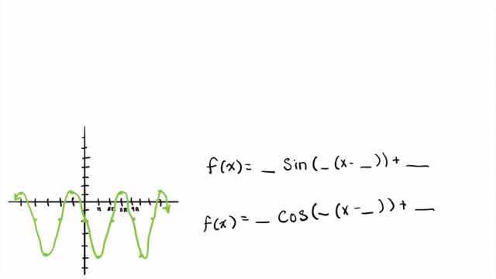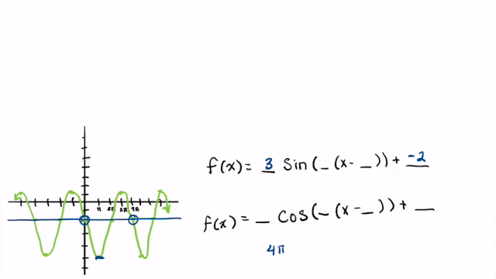Find that midline first. So this time we have -2. We've gone down 2. Let's find our amplitude. Well, we know that it's from here back down to the line. So I have that being a distance of 1, 2, 3. So our amplitude is 3. Now I need to find what the period would be. So we go from 0 to 4 pi. And so my period is 4 pi.